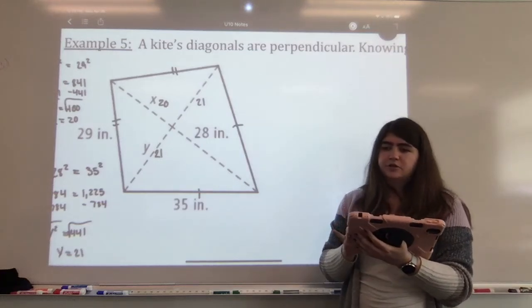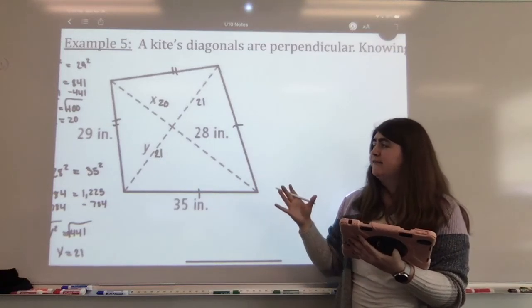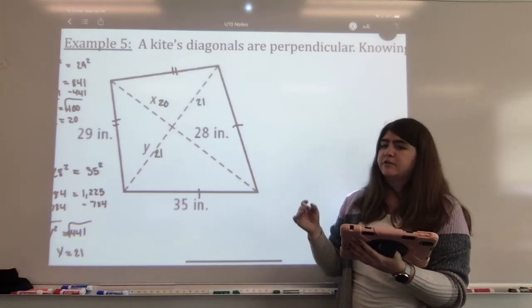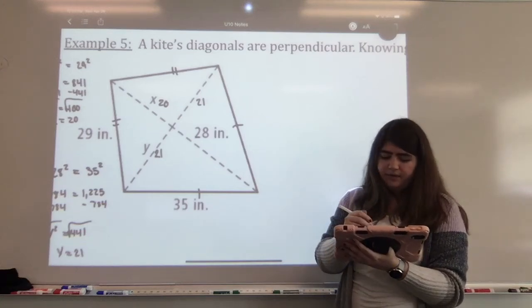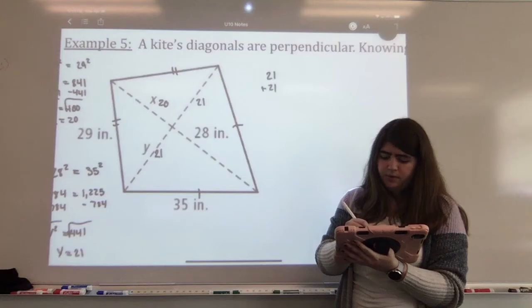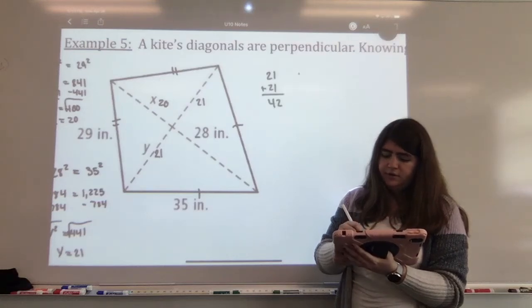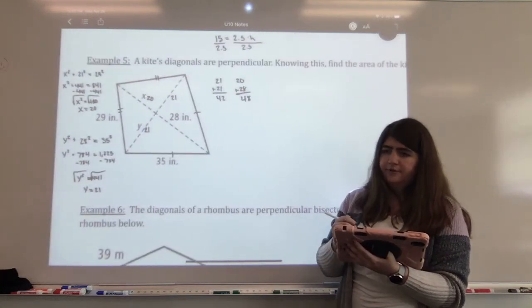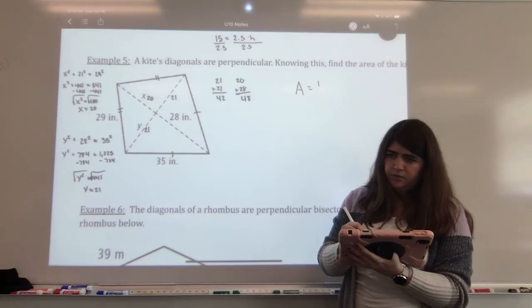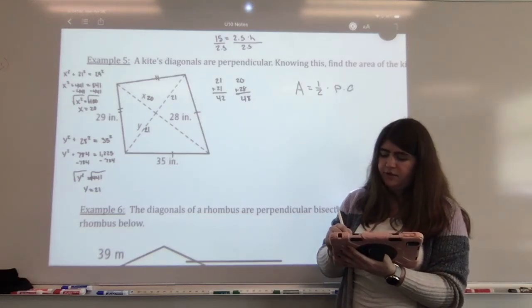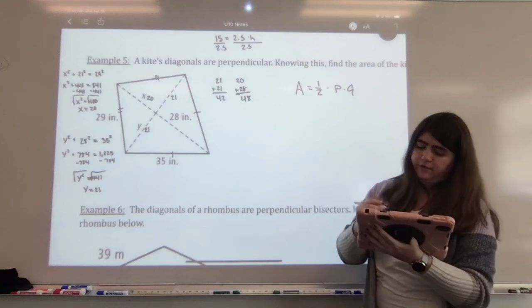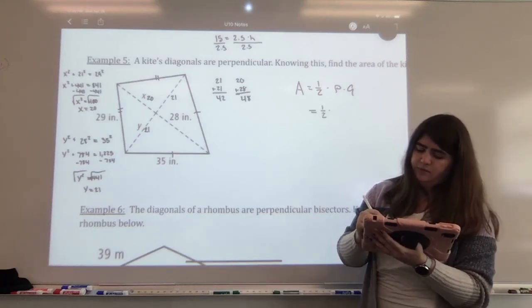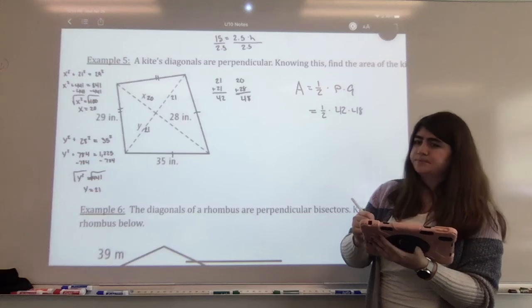All right, so then to find our area, you need the full length of our diagonals. So we have 20 and 28, and we have 21 and 21. So I have 21 plus 21 equals 42, and then I have 20 plus 28, which is 48. So in my area formula, I have area is equal to 1/2 times P times Q. Now that I know my full diagonal lengths, I can plug those in for my area formula. So I have area is equal to 1/2 times 42 times 48.